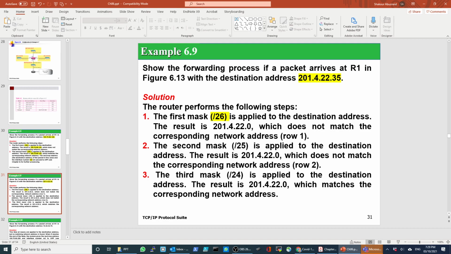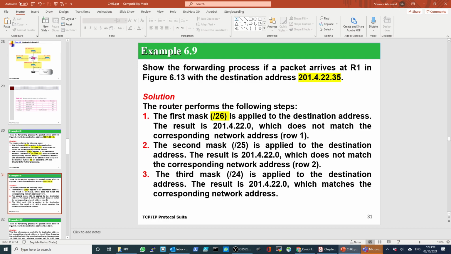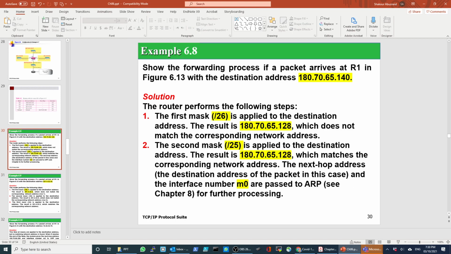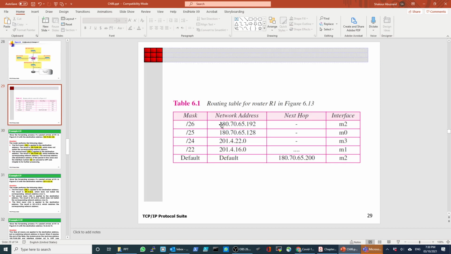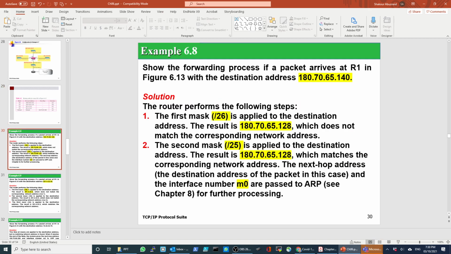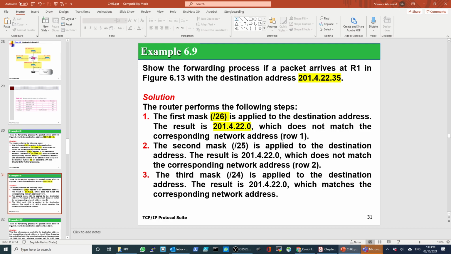The corresponding network. In the row two. Just a second. 26. It gave you this. Okay, 26, it gave you the 6. And 26 is supposed to give you what? 26 is supposed to give you this, but did not give you this, right? Then you try it with a 25. With a 26 it gave you this, okay, which does not match row 1. Then a 25 gave you that, which does not match in the row 2, all right?